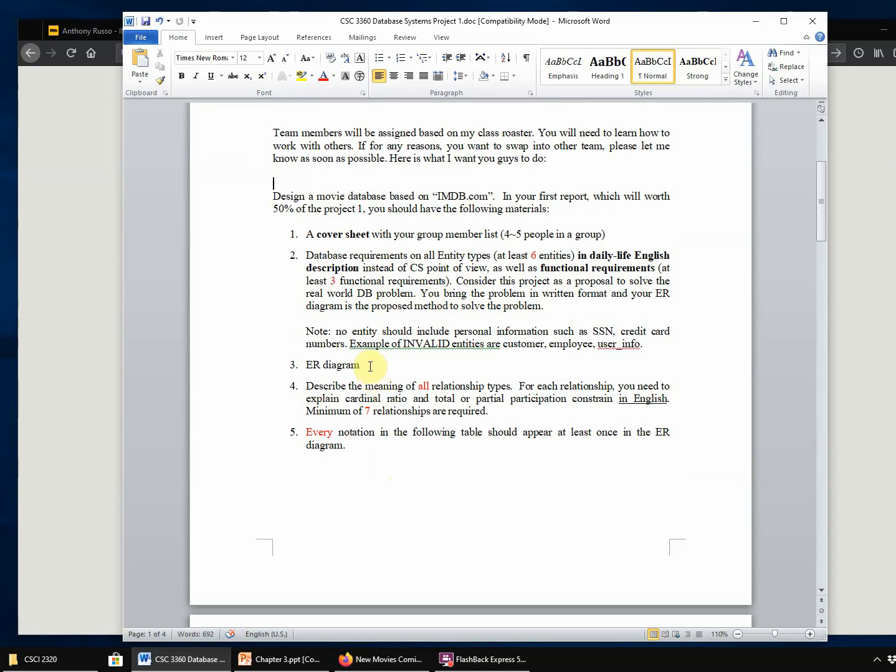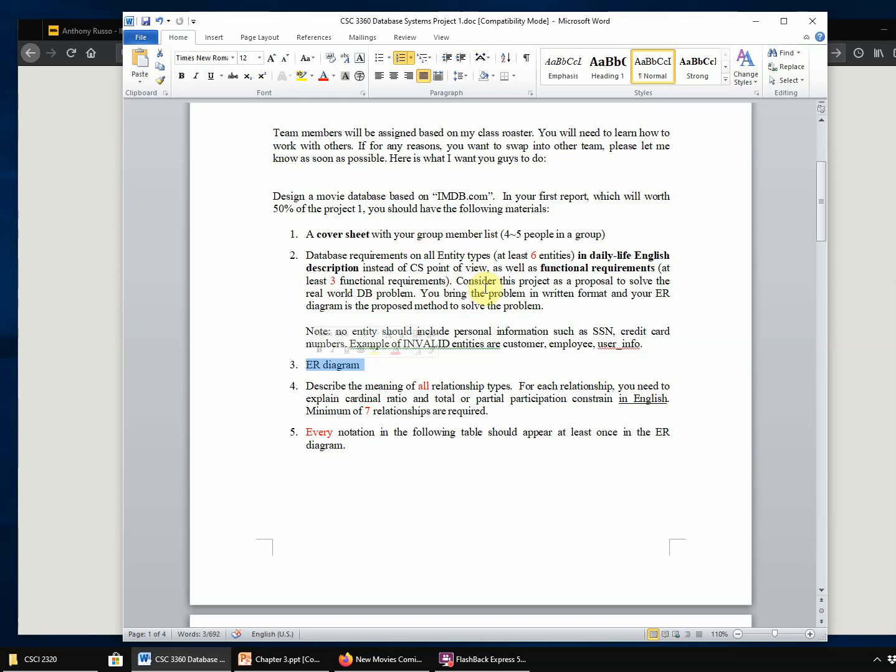And then of course is the ER diagram. Based on your requirements, you will need to draw the ER diagram. So that requirements need to clearly specify what are the entities you want to keep track of and the relationships among those entities. Again, those need to be captured in English descriptions. And of course, based on that, you design your ER diagram.